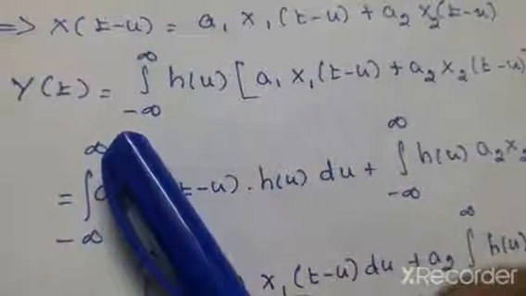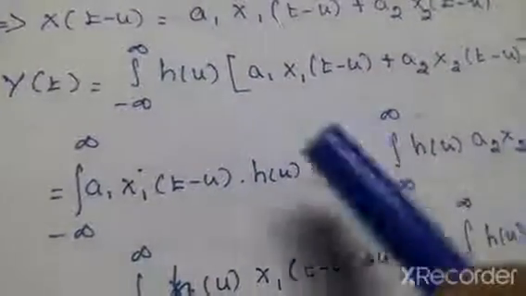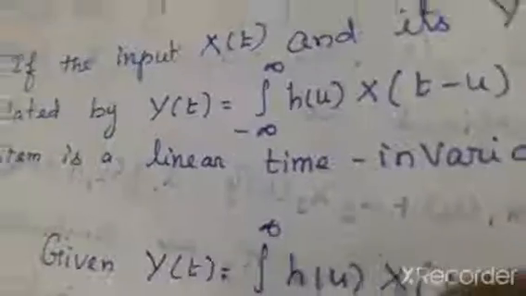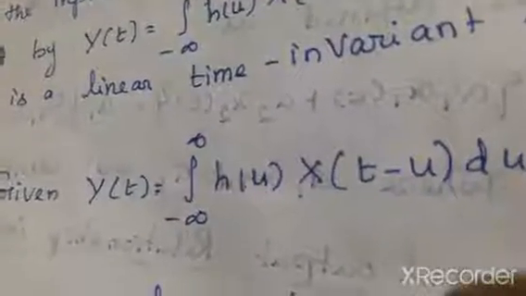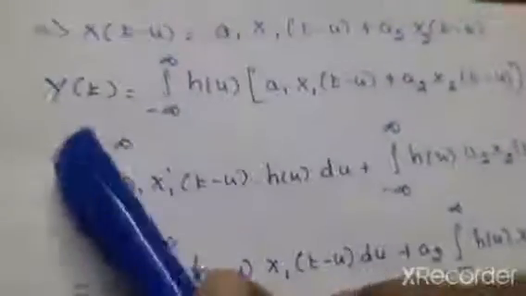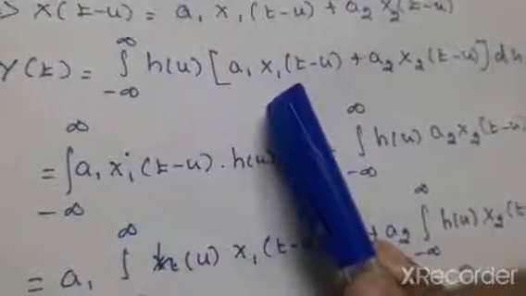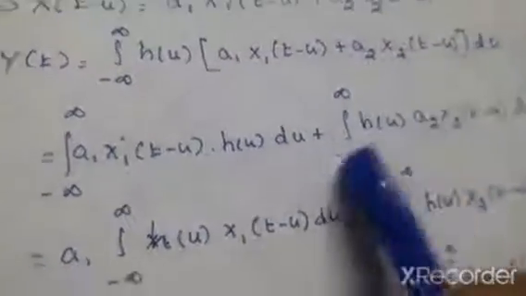How have we defined y of t? y of t is integration minus infinity to infinity h of u x of t minus u into du. Now instead of x of t minus u we substitute this value. After that, y of t equal to integration minus infinity to infinity h of u a1 x1 of t minus u plus a2 x2 of t minus u into du.